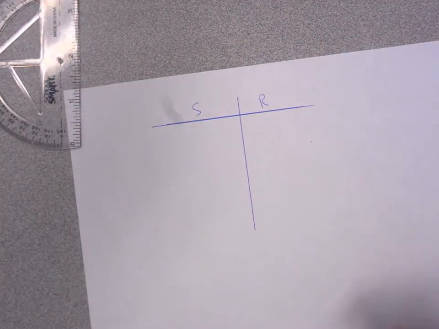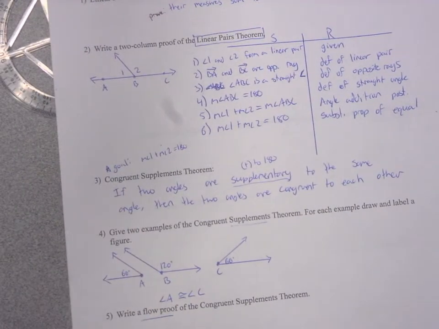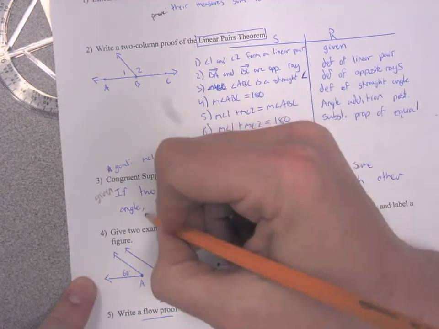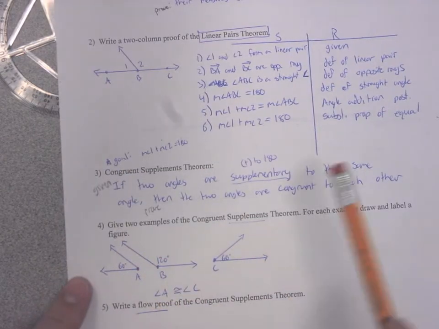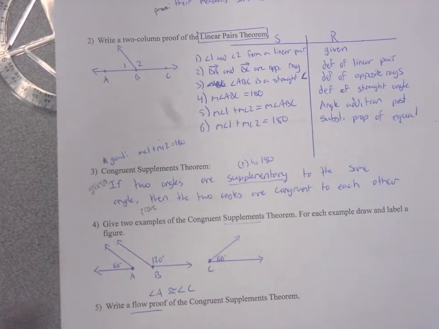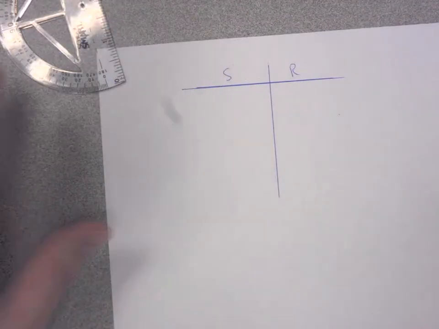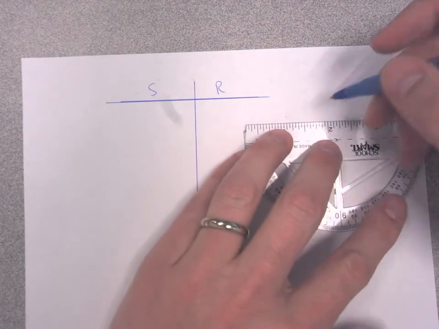Okay, let's take a quick look at our theorem again. So remember the if part is the given, and the then part is what we're trying to prove. So given two angles are supplementary to the same angle, prove that they have to be congruent to each other. So we're going to make a picture that demonstrates that. We're going to have two angles that are supplementary to the same angle. But we can't give them specific measurements this time. We're going to have to give them generic measurements.